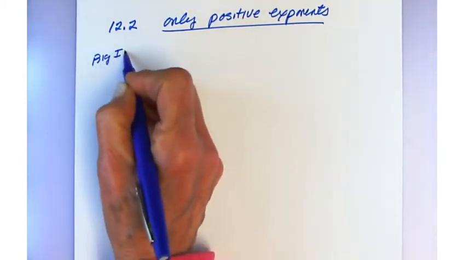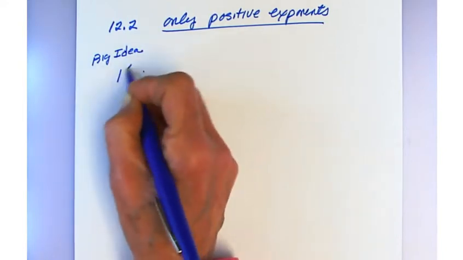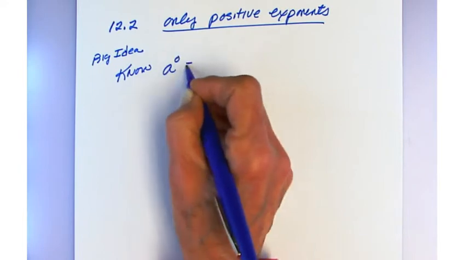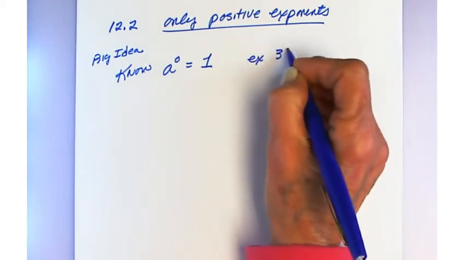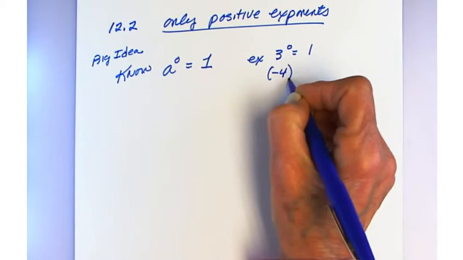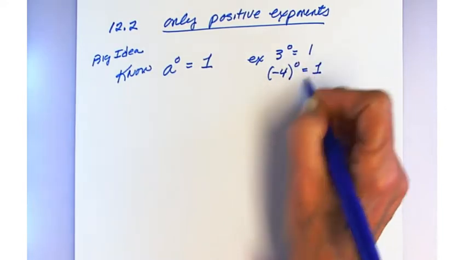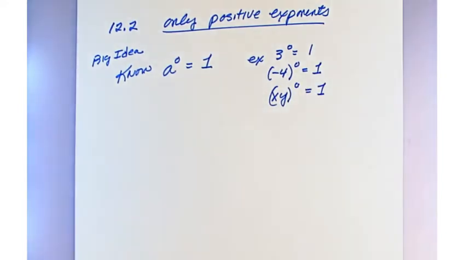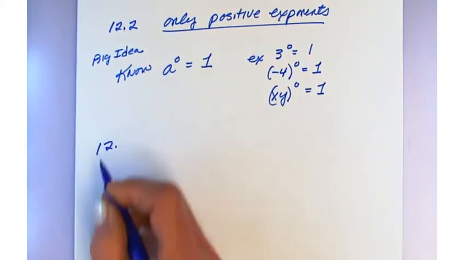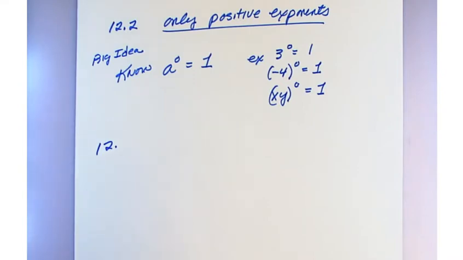But here's a big idea here, and that is you need to know a to the 0 is 1. So all of us know that. A to the 0 is 1. Example, 3 to the 0 is 1. Minus 4 in parentheses to the 0 is 1. XY in parentheses to the 0 is 1. So that is a big idea there, is to know that anything to the 0 power is 1. We'll be skipping a ton of these because they're all negative exponents. But let's pull out the ones that we can do.